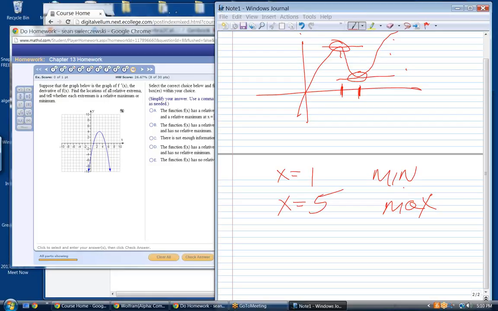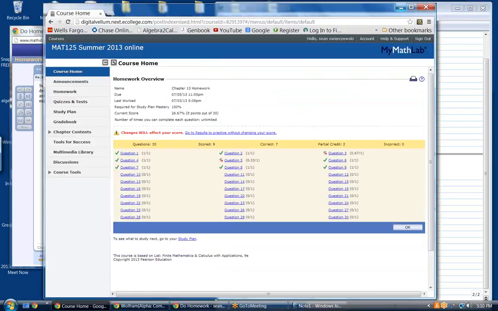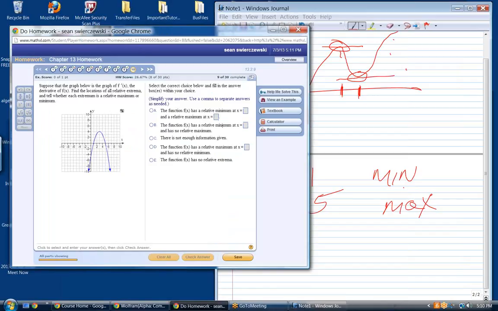All right, so, whoops, clicked the wrong thing. So we could do A. Since it appears to have both, then it looks like A to me. You agree? A relative minimum at x equal 1 and a relative maximum at x equal 5.